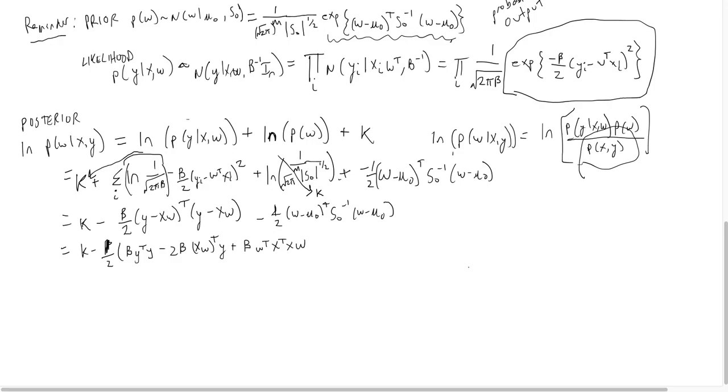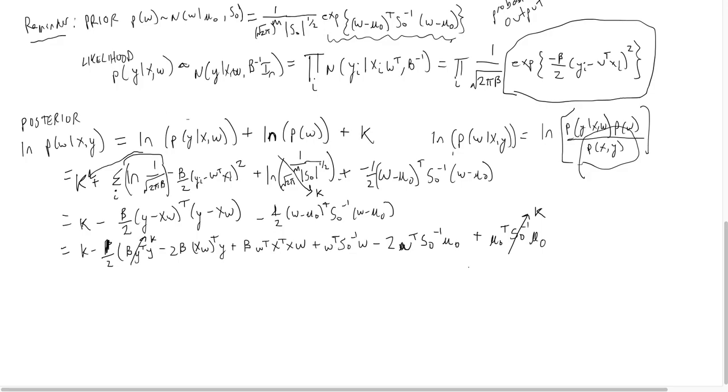W plus w transpose. Now I'm going to rewrite the second term a little bit differently. Minus 2, I'm going to write this as w transpose S0 inverse mu 0 plus mu 0 transpose S0 inverse mu 0, and we notice that this also does not depend on w, so that will get absorbed into our constant, as will this term as well.